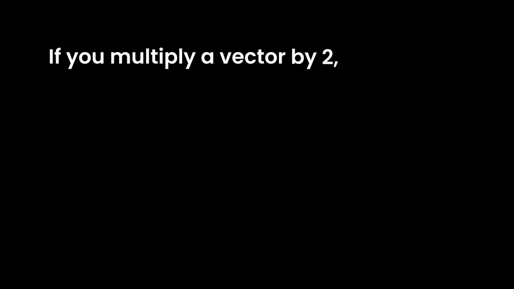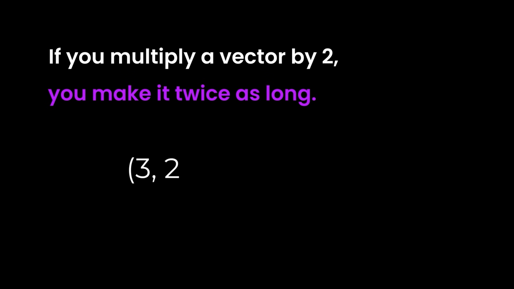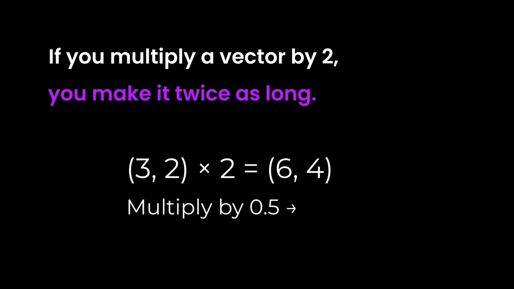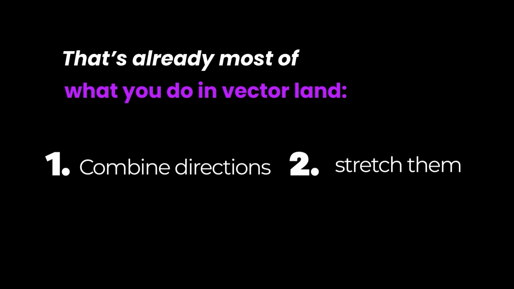Multiply by a number, a scalar. If you multiply a vector by 2, you make it twice as long. (3, 2) times 2 equals (6, 4). Multiply by 0.5, it shrinks. That's already most of what you do in vector land. Combine directions and stretch them.